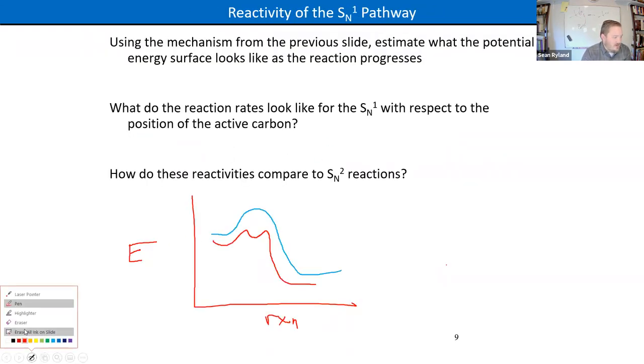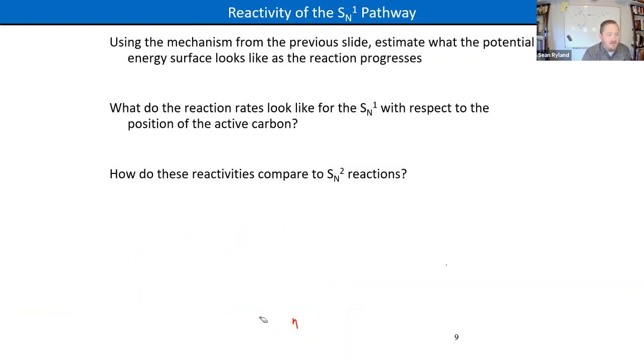which is the next thing I was going to talk about here: how could we rank the reactivities? What would we expect to be the most reactive for SN1 reactions? For this mechanism where we have to make a carbocation intermediate, and that's our slowest step.